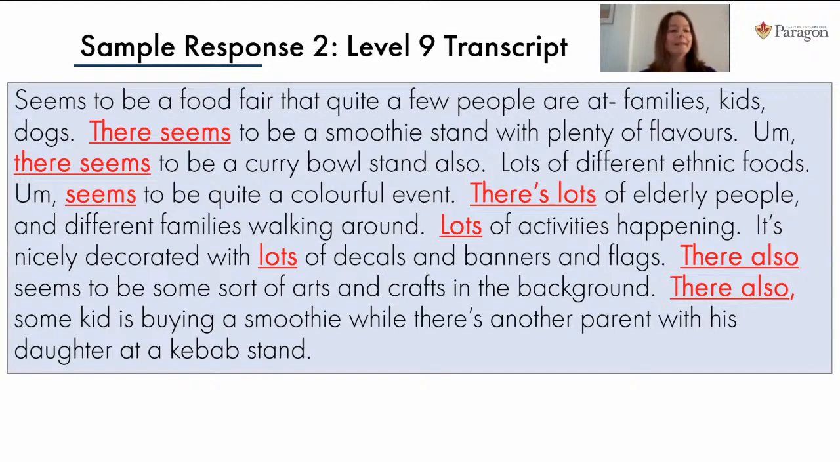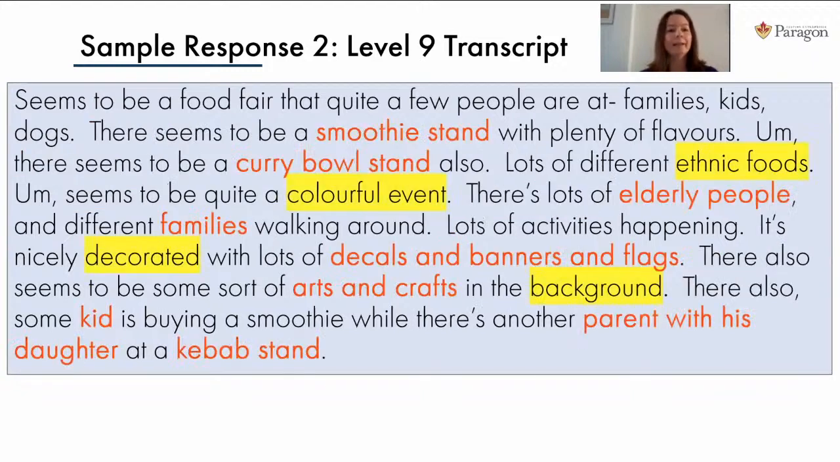One last weakness of this response that I hope you picked out as you listened was the repetition. Look at how many times he starts his sentences with these words: there seems, there's lots, there also. So I think we can do a lot better. We can take out the there and replace that with a strong subject and a strong verb. And I'm going to show you how to do that very shortly. Okay, but we want to avoid this repetition and create more complex sentence structures in order to get higher than level 9 in that area on the dimension.